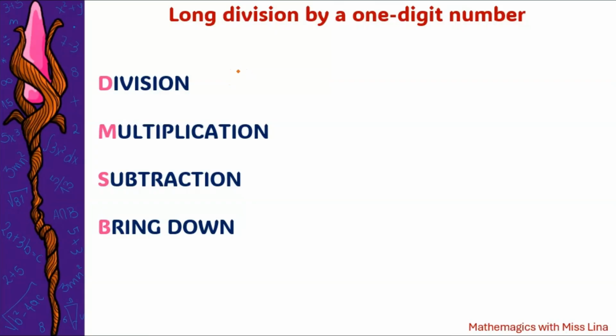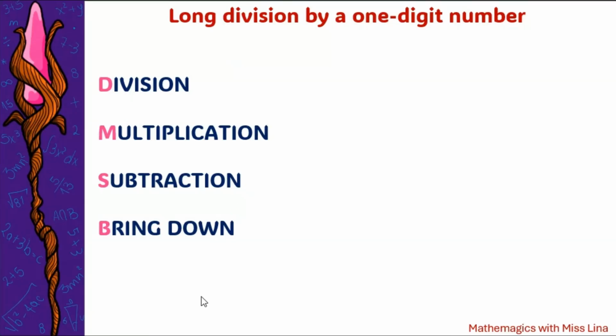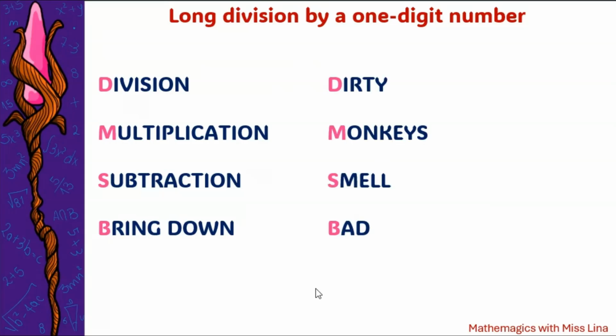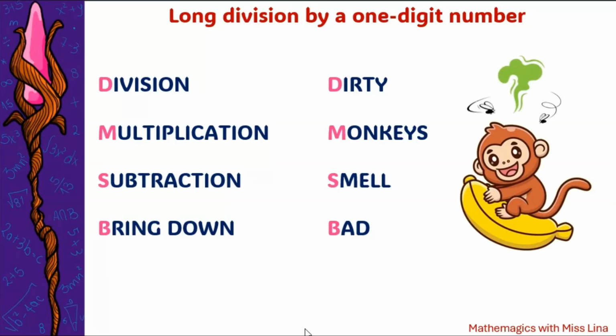So I want you to take a look at these 4 steps that we need to follow in order to do a long division. Division, multiplication, subtraction, and bringing down. I bring you another sentence that is going to help you to remember: Dirty monkeys smell bad. D for division, M for multiplication, S for subtraction, and B for bring down. Dirty monkeys smell bad is going to help you to remember the steps of the division. So try to remember it. Dirty monkeys smell bad.